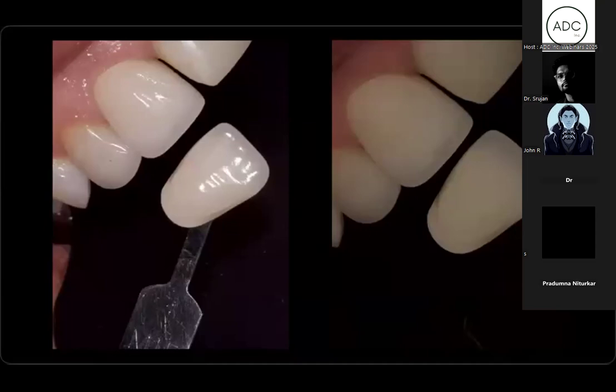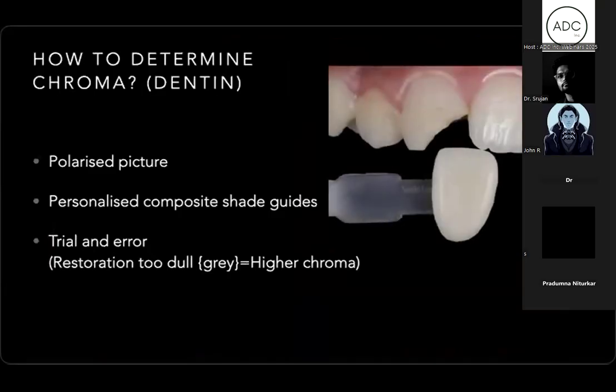Instead, we are going to make our own shade tabs. This is a shade tab. You can make one by yourself, or you can get a personalized shade guide making instrument called Smile Line. It comes from Style Italiano. You can make your own shades. This is going to be uniform from the incisal third to the cervical third, right? So this is how you're going to determine the shade for your dentine.